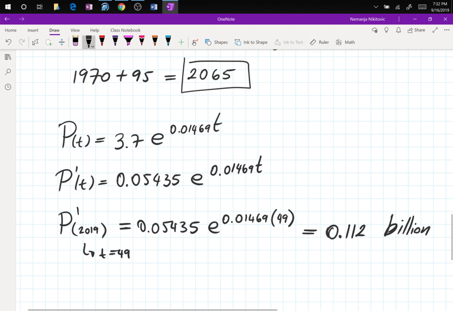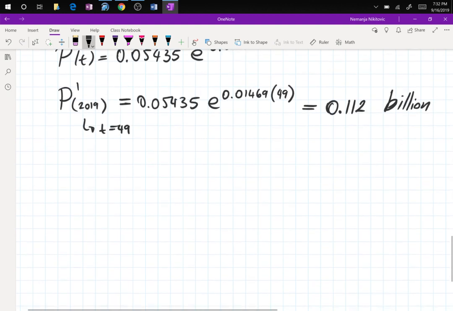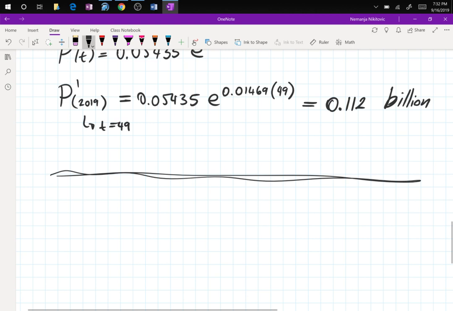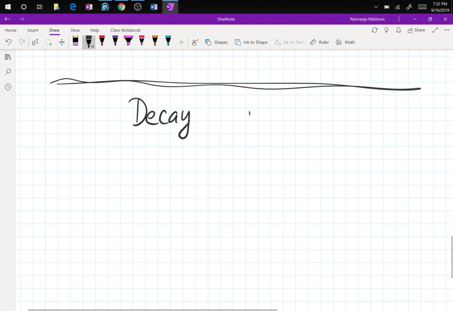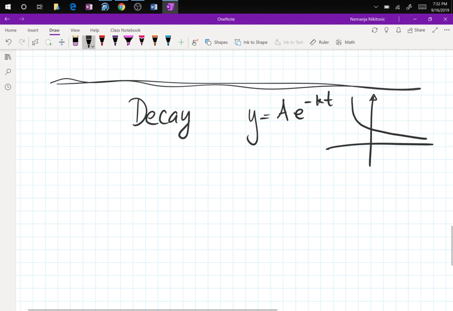The other side of the coin is going to be decay problems, where the amounts are diminishing and your k constant is negative. So that's how you know that you are losing whatever you have, whether it's a mass or population or money, right? So if you're talking about decay, you are looking at the model y equals a e to the negative kt, and the graph turns around, and in time, the graph is trying to reach zero. It will never reach zero, but it's trying to.